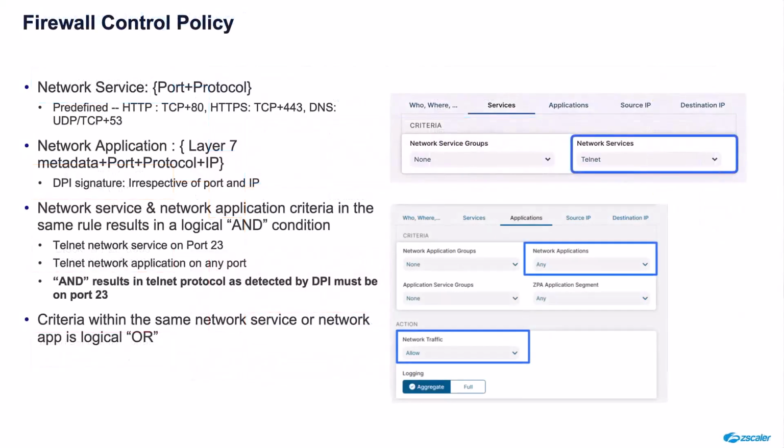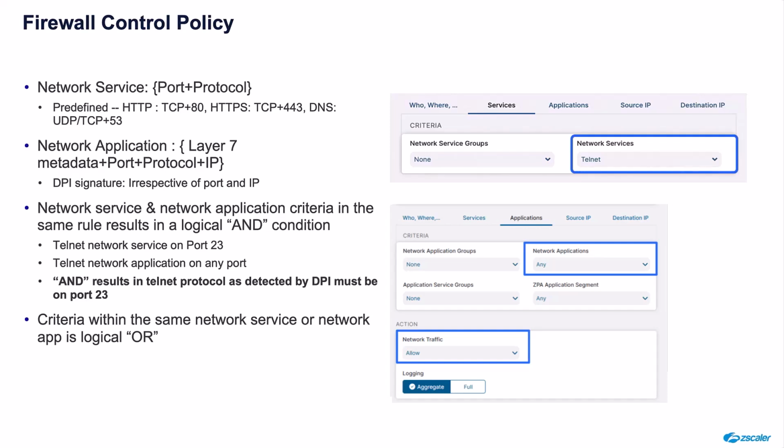Double clicking a little bit on the services and network application standpoint, network service is nothing but a combination of port and protocol. The predefined network services would be something like TCP 443 is a standard HTTPS application. UDP 53 or TCP is a standard DNS application. Apart from that, admins can even create custom network services and have those custom network services as part of the access control policy. And the network application is a combination of layer 7 metadata with port protocol.